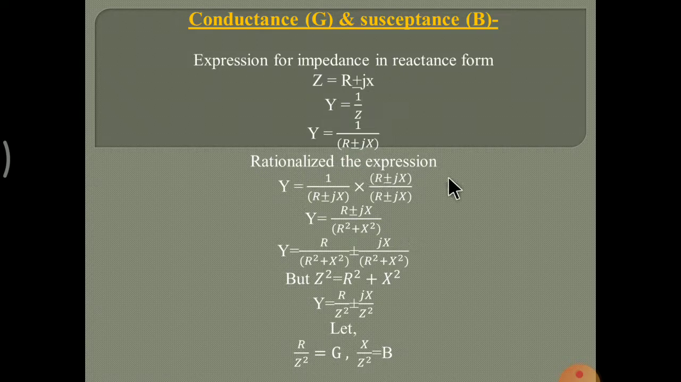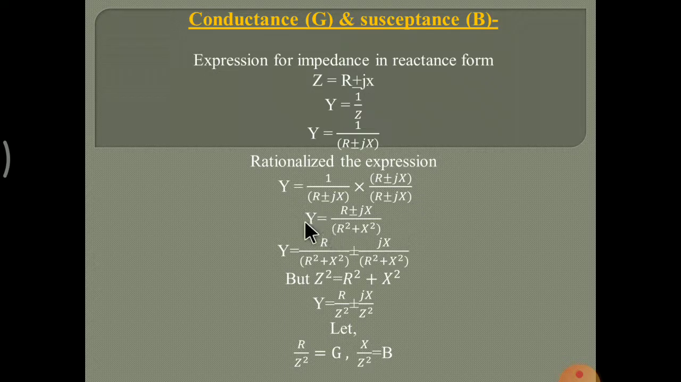Rationalize the expression. After that we rationalize this expression, then Y is equal to 1 upon R plus minus jX into R plus minus jX upon R plus minus jX. It gets cancelled and remains 1. So the value of Y does not change because of this additional expression. So this is called the rationalized expression. Y is equal to 1 upon R plus minus jX into R plus minus jX upon R plus minus jX.